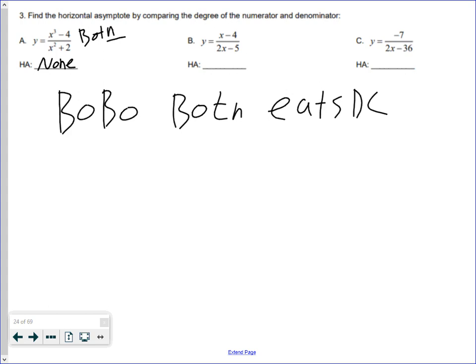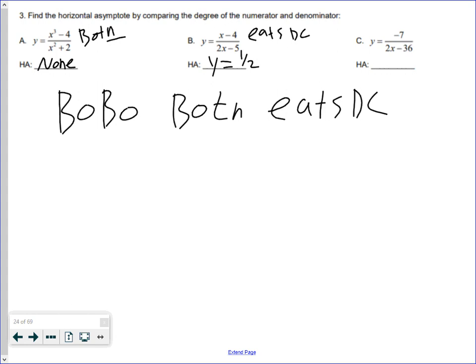For b, we have y equals x minus 4 all over 2x minus 5. The exponents are the same. They both have a degree of 1. So this is EATS DC. Exponents are the same. Divide coefficients. So the leading coefficient of the top is 1, and the leading coefficient of the bottom is 2. 1 over 2 is 1/2. So the horizontal asymptote is y equals 1/2.